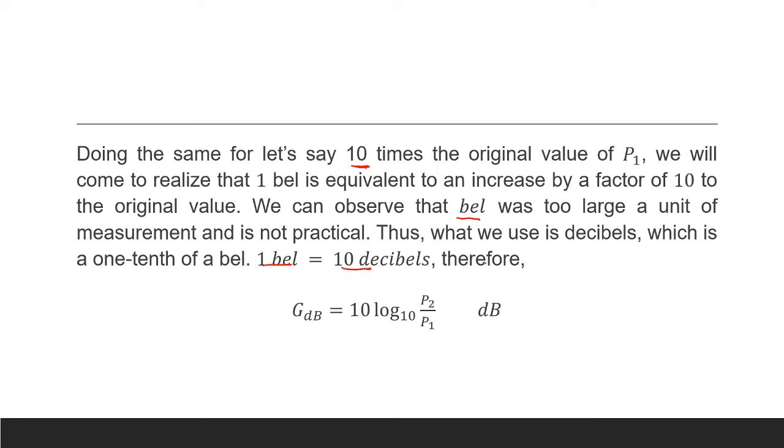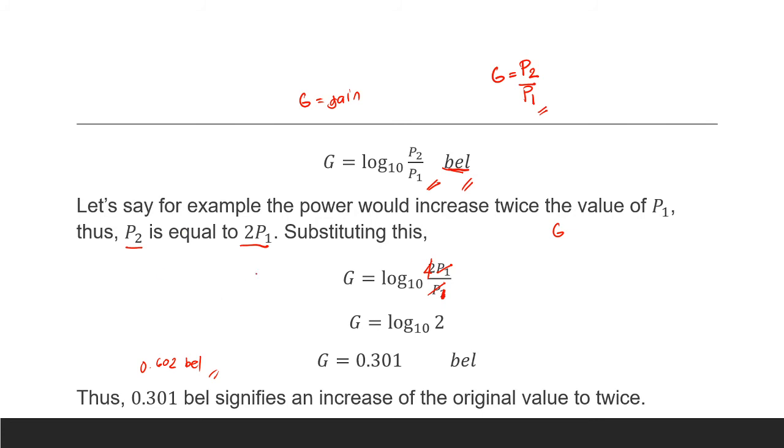To use that, instead of bell, we want our unit to be decibel. This, class, is our formula or expression: we have 10 log of P2 over P1. The result of that, class, is now in dB, not just bell. So, if 0.301 bell signifies twice the original value, what is 0.301 bell in decibel? Just multiply by 10, that is 3.01 dB. So 0.301 bell is equal to 3.01 dB. It is the same: when that is the level of a circuit, its value will double. So that is decibel.